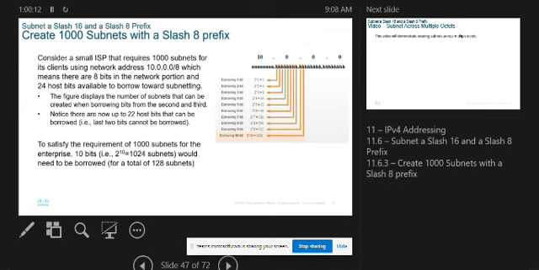I could borrow an 11th bit, 2 to the 11. Now I've got 2,048 networks. But I've shrunk my host space some more. So now instead of 1,000, I only have 500 on each, right? So it's all in the same broadcast domain.